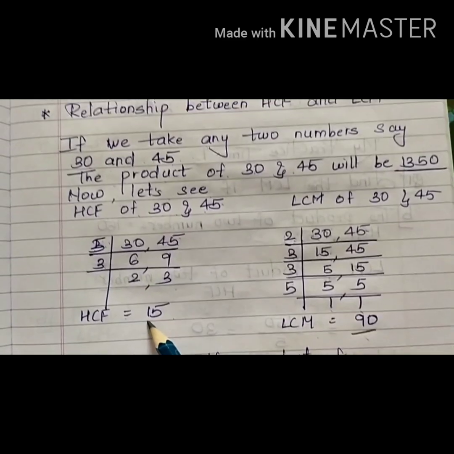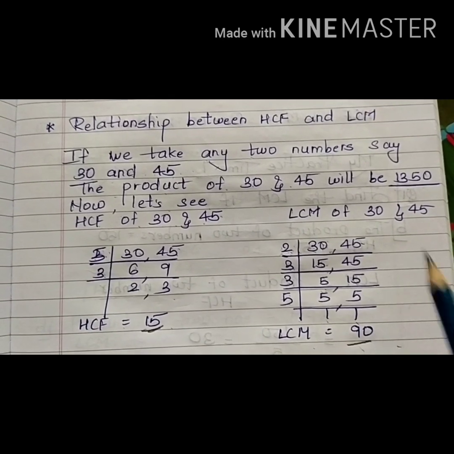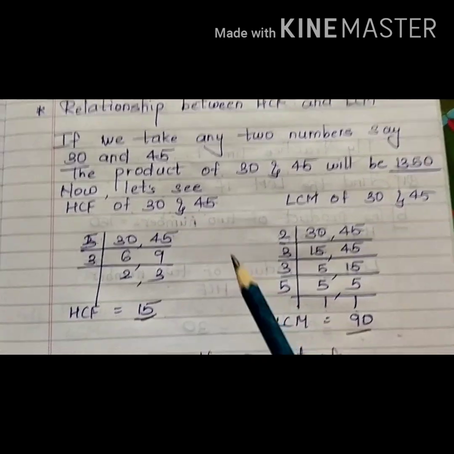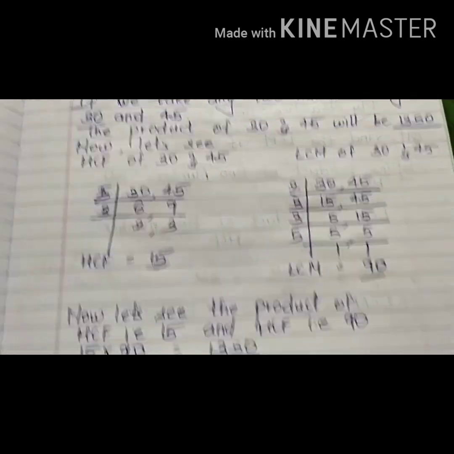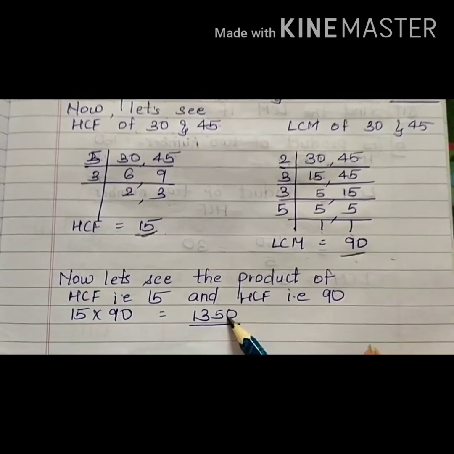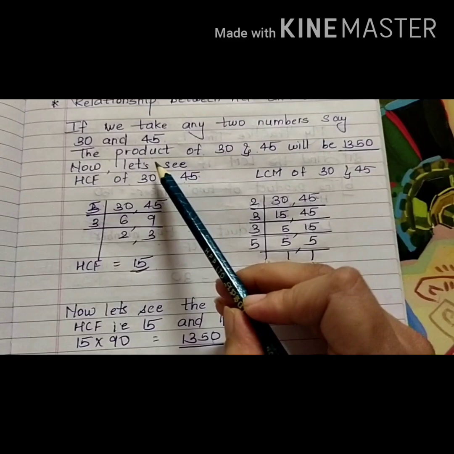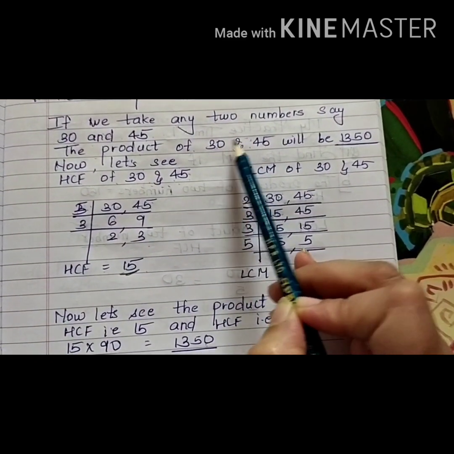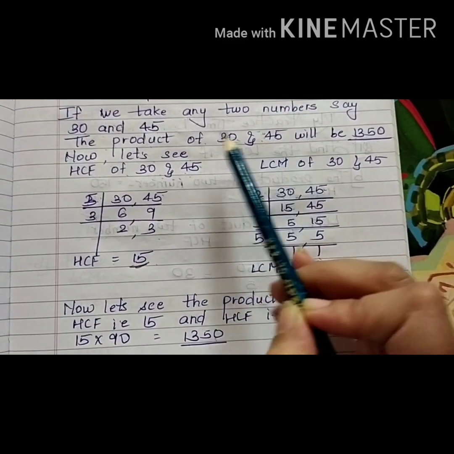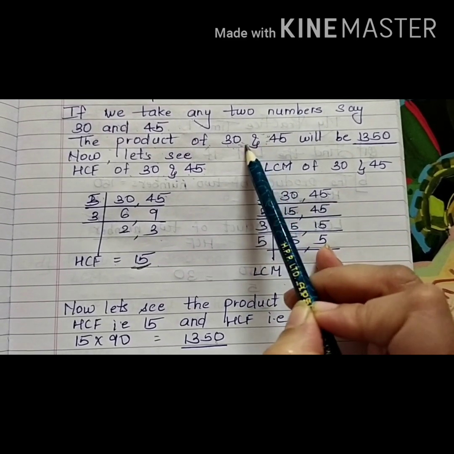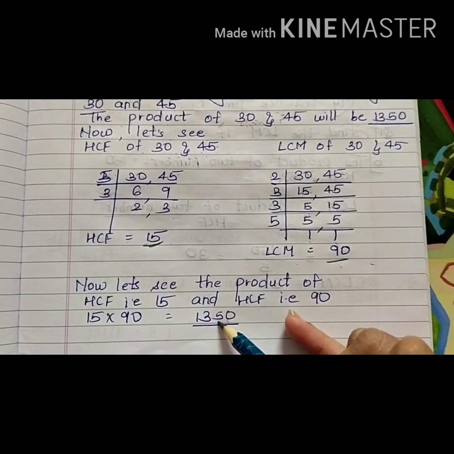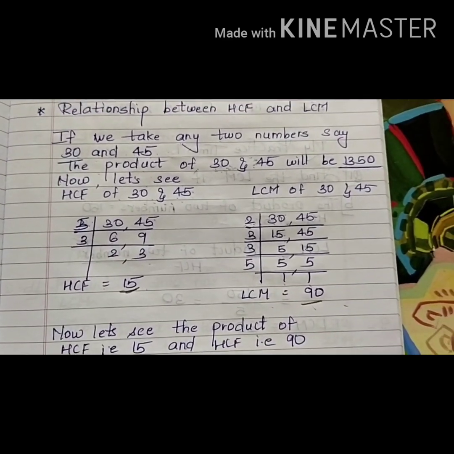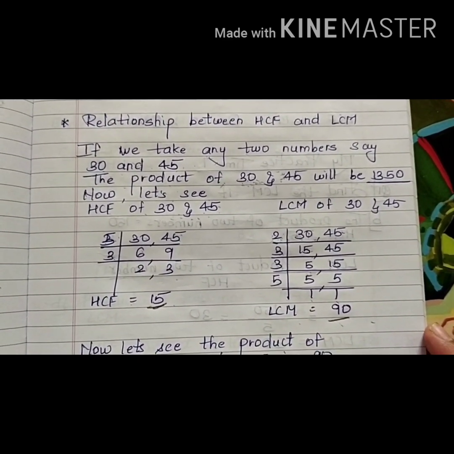Now children, when I multiply the HCF and LCM of the numbers 30 and 45, I get the same answer as the product. If you see, I get the same answer. That means, can I say that the product of any two numbers, I have just randomly taken these numbers, the product of any two numbers is always equal to the HCF into LCM. So this is how we get the relationship between HCF and LCM.